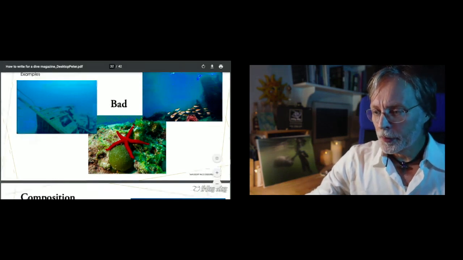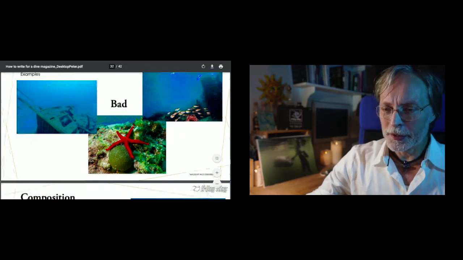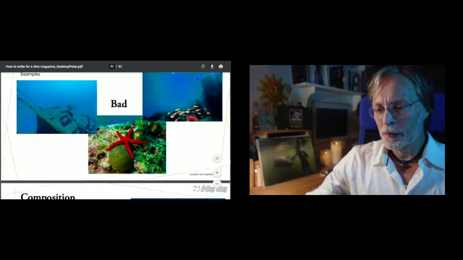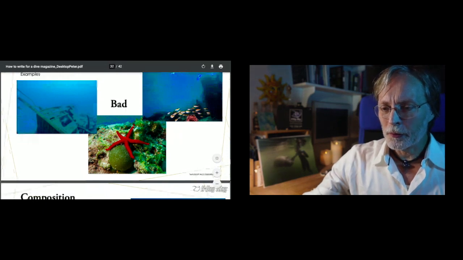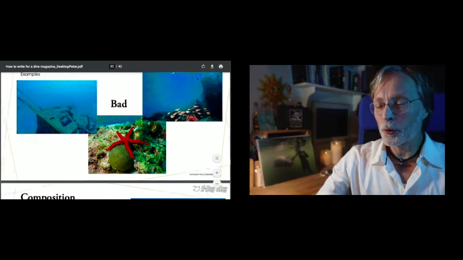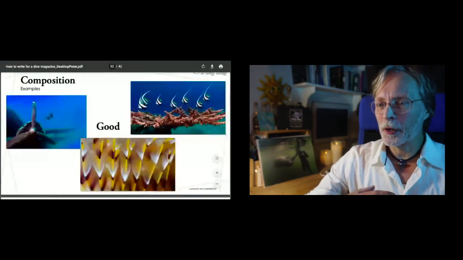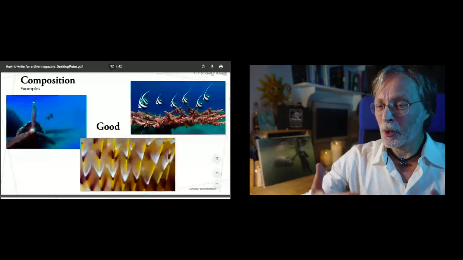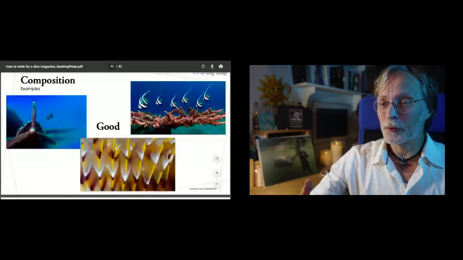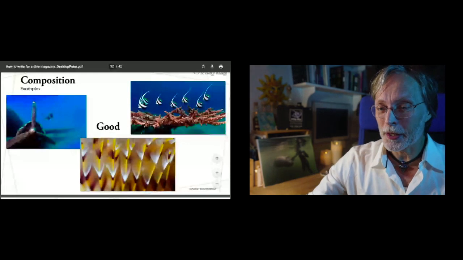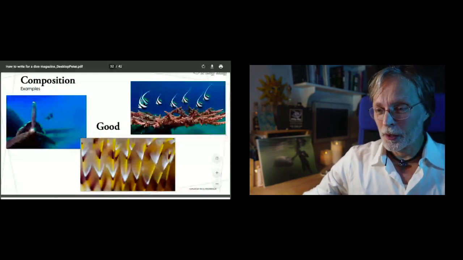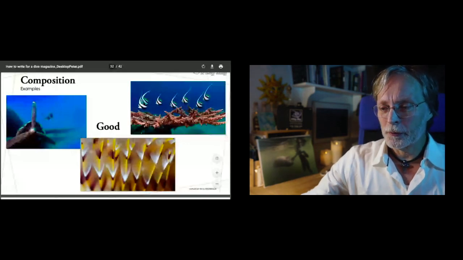Here are some examples of exactly that. On the left, you see a composition where you can follow the lines. You are drawn into the picture and you're facing the diver, or rather the diver is facing you. Quite frequently, we get a lot of pictures where the photographer has been part of a group and he or she will photograph his buddies from behind. That's what we call a butt shot. That's not very flattering. So make your model face you.